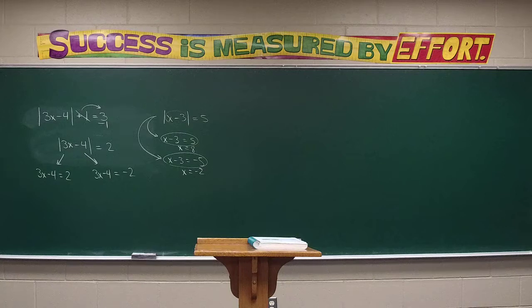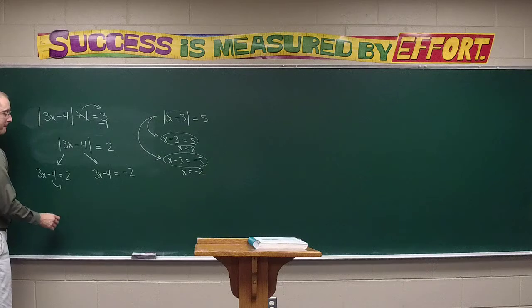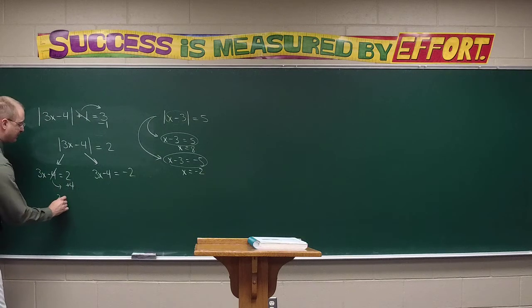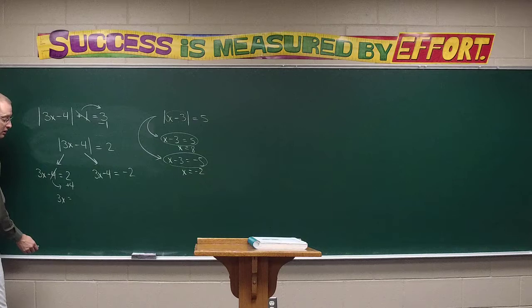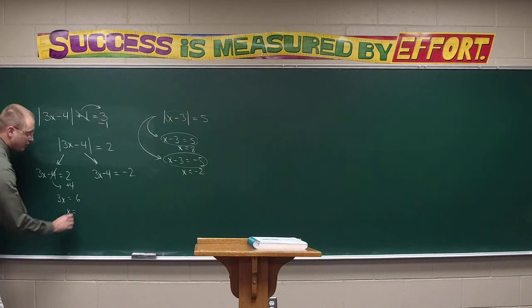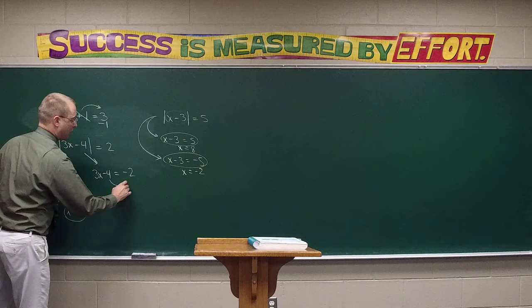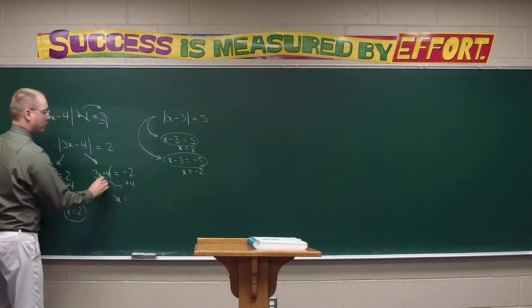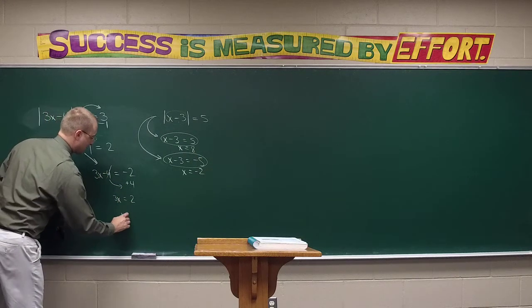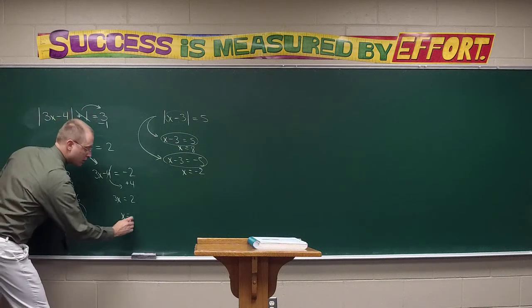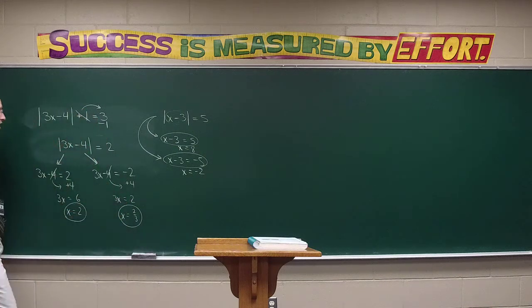Step number 3, solve, right? We've got 2 little equations, solve them both. In both cases, class, we're going to want to move the negative 4 over as a positive 4. Here, to get 3x equals 6, so x equals 2. And in the second instance, when we move the 4 over as a positive, it's going to get us 3x is equal to 2, in which case x is equal to 2/3. And there are our 2 answers. Isolate the absolute value. Make 2 equations.